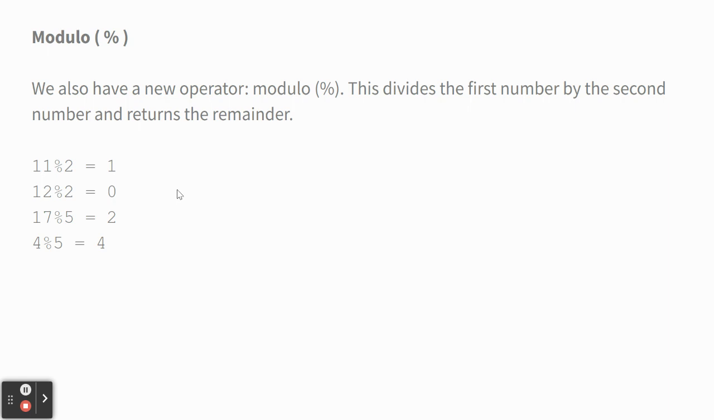So 12 mod 2 is 0 because 2 goes into 12 evenly. 17 mod 5 is 2 because 5 goes into 17 3 times, but the remainder is 2. And then this is a tricky one. When the second number is bigger than the first number, the answer is just the first number. Because look, 5 doesn't go into 4. It goes in 0 times, and there's a remainder of 4. So, I mean, you just have to practice that one. Questions?